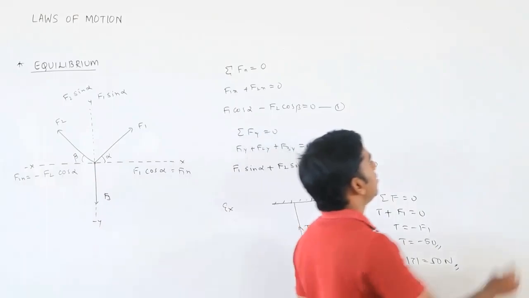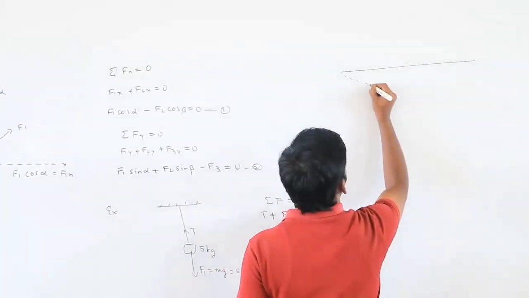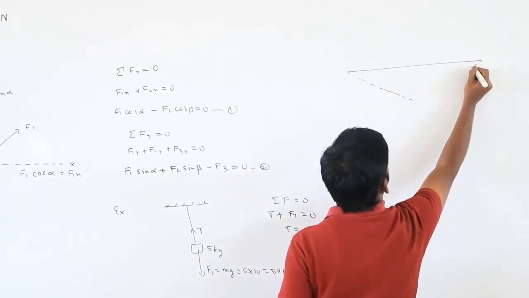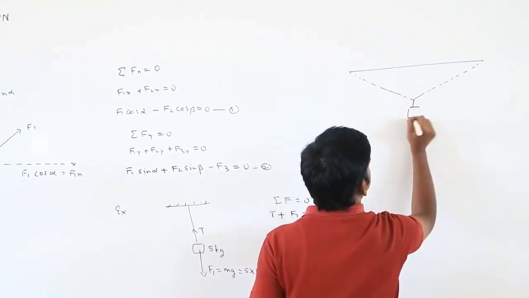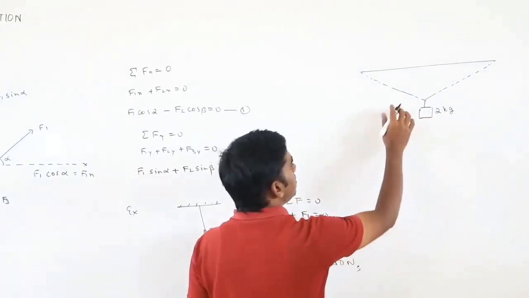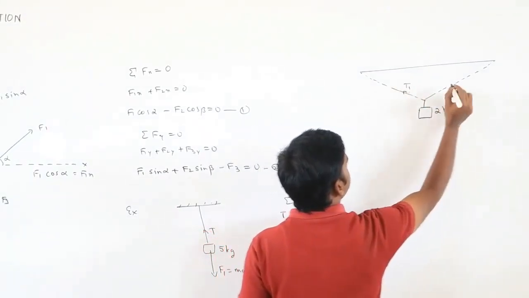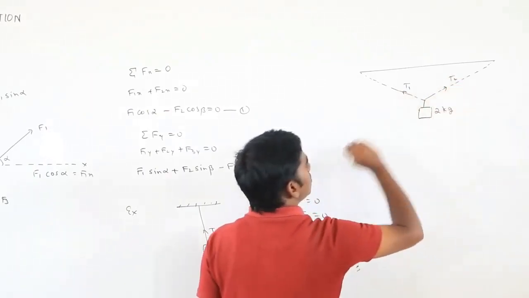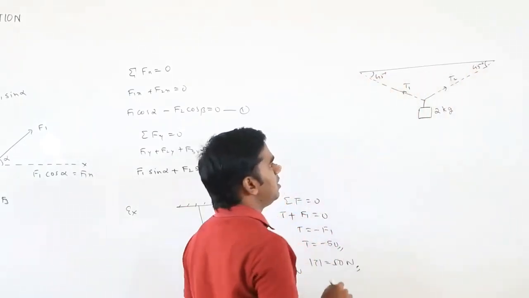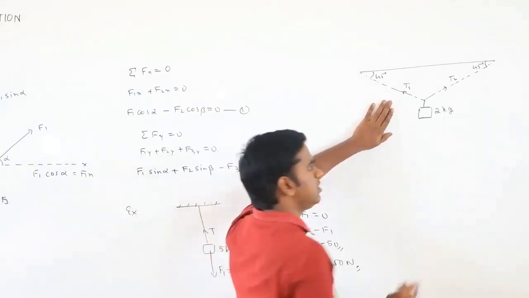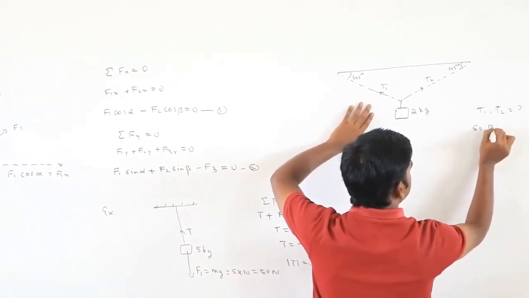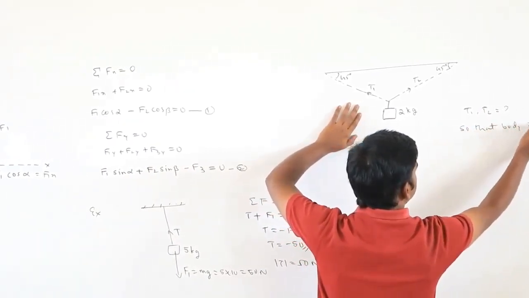Or suppose a mass is connected over here, say of 2 kg. Because of this mass, there is a tension in this string. Say it is T1 and this side tension is T2. It is making some 45 degrees over here, and here also 45 degrees. Now if this is to be in equilibrium, what are the tensions T1 and T2? So that the body is in equilibrium.